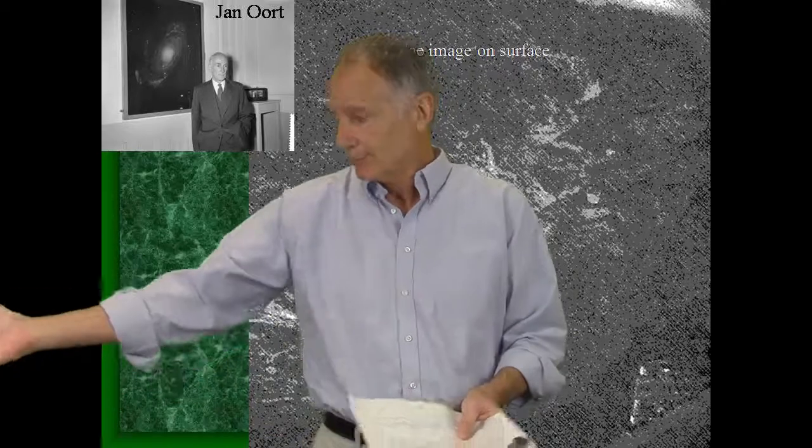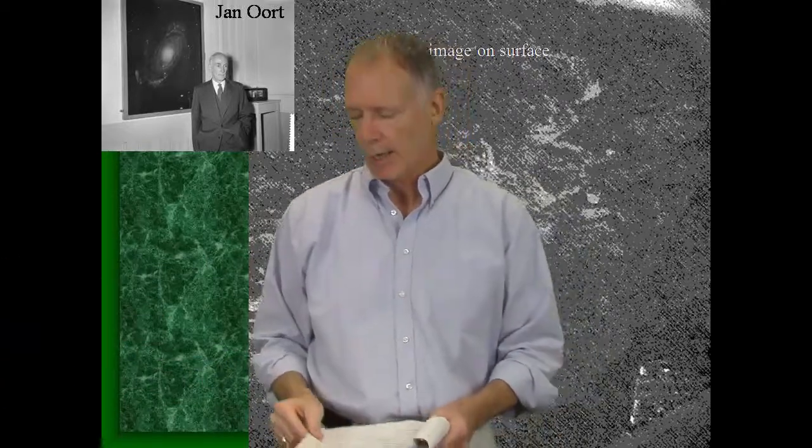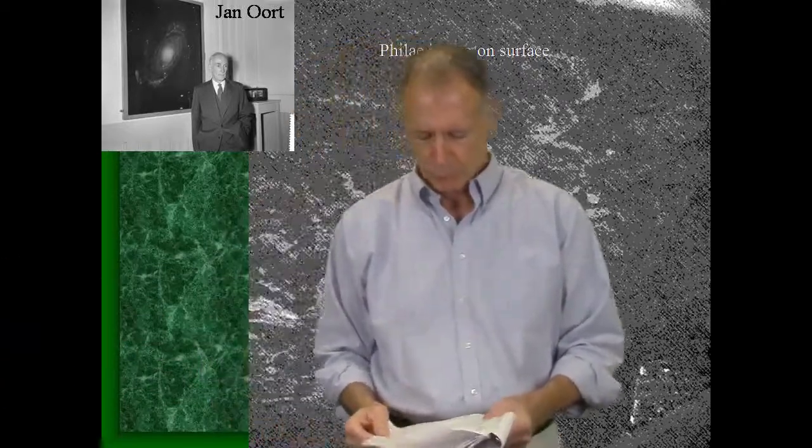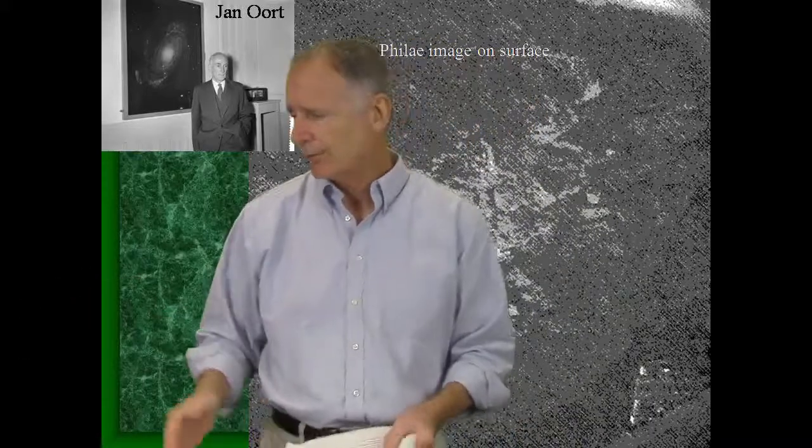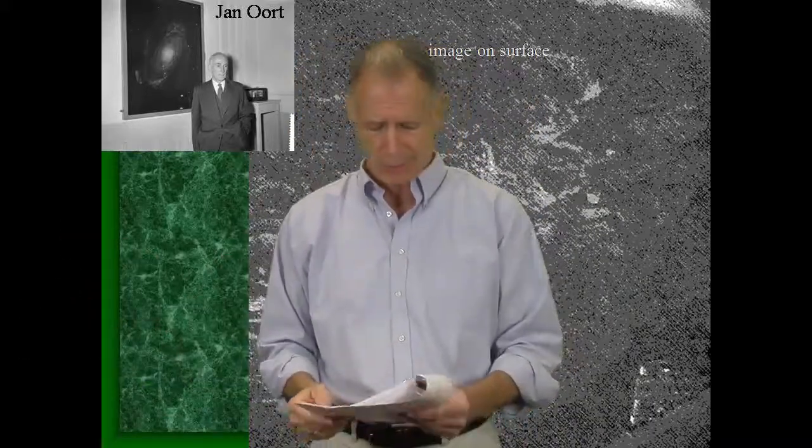And this is one image that has been sent back by Philae. And the comet is 67P, in case you're interested in those kinds of things.